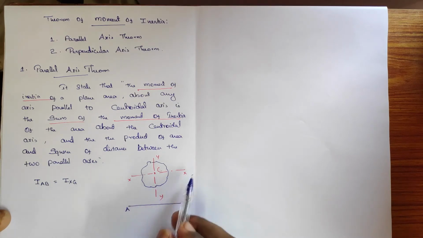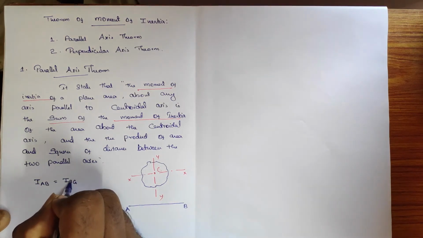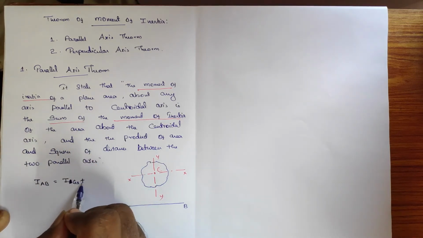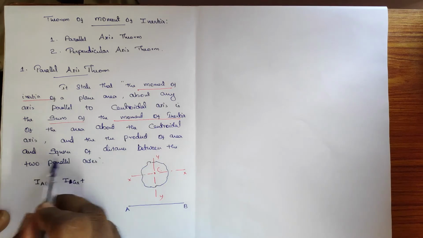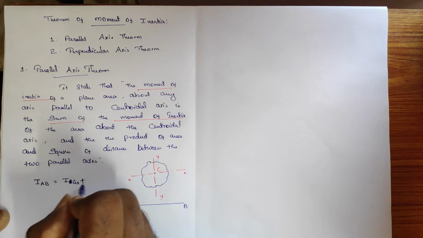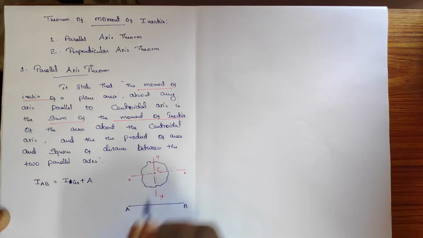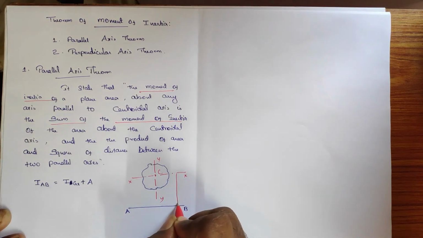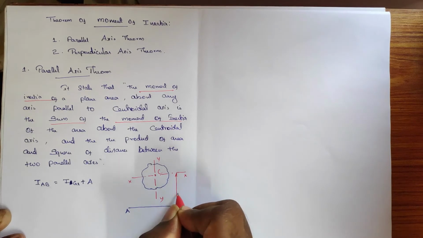Moment of inertia about the x-axis, IGX, is the sum of the moment of inertia, so it is a plus, and the product of area and the square of the distance between the areas. Here I am going to consider this area as A, and the product of its distance. If it is xx, parallel to it I have drawn an axis which is AB, and the distance to that particular axis will be a height.